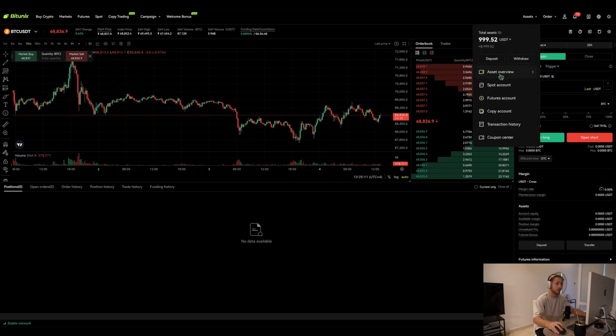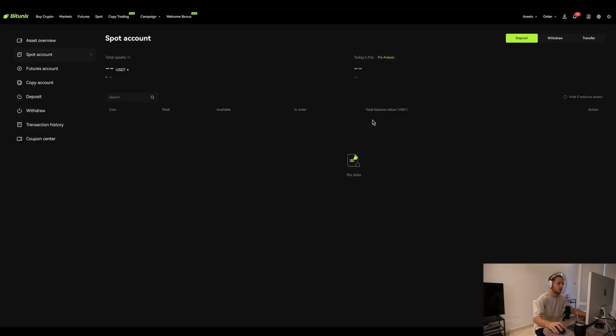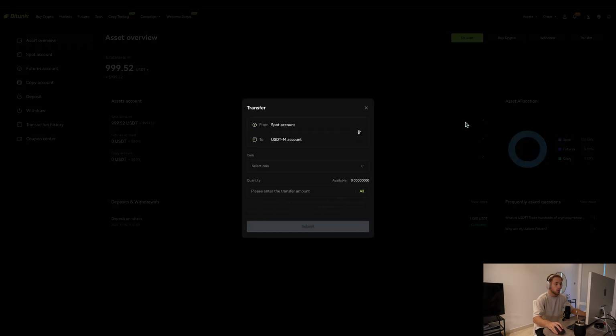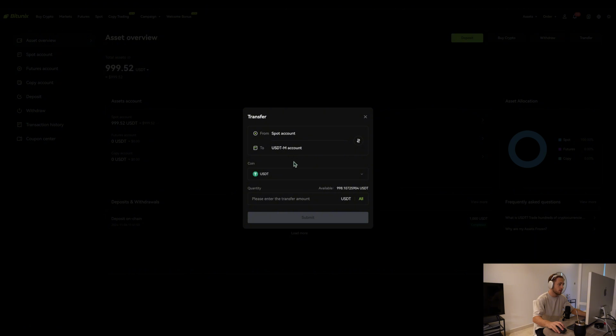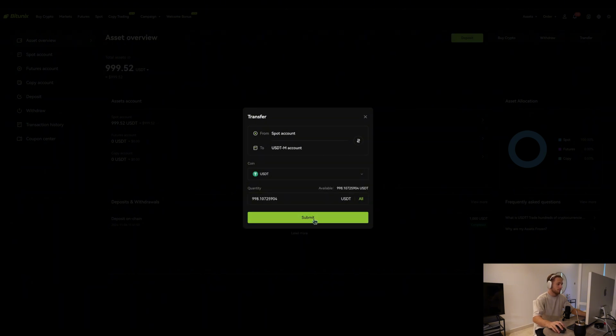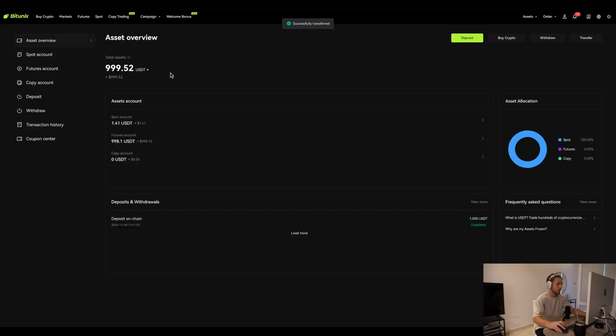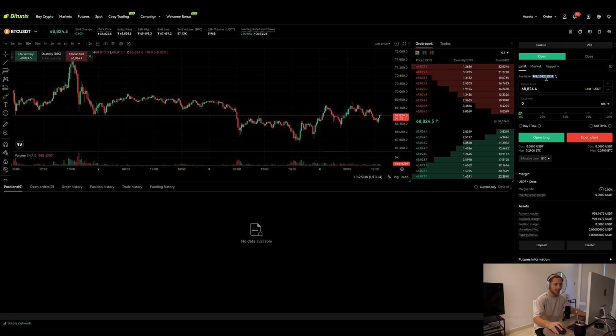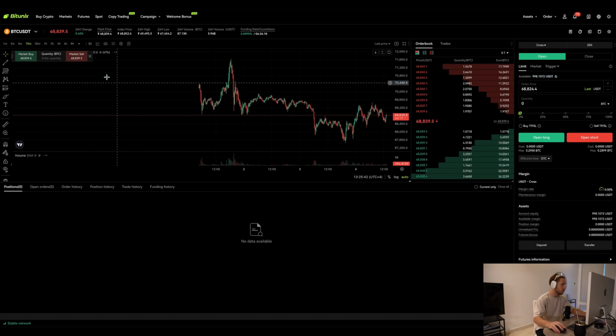The reason for it is that first you need to transfer from your spot account into your trading account, into your futures account. So you need to click transfer from spot account into USDT M account. I'm gonna click all, submit, and remember this is an internal transfer, so it goes immediately, and as you can see now it's available 998 USD here in the futures section.